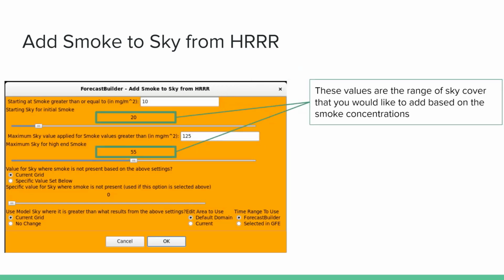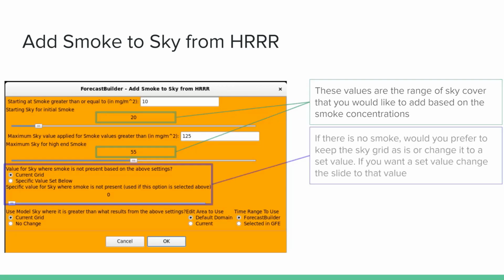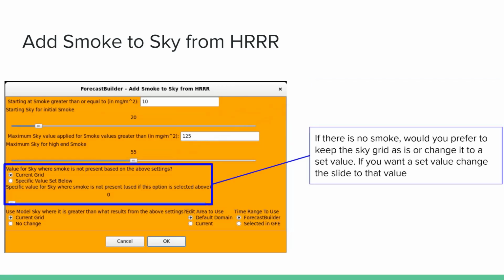Next, you can set what you would like the minimum and maximum sky cover values to be for the smoke that you'll be adding. Next, decide what to do with the sky grid if there is no smoke present. You can either choose to keep the current sky grid or set it to a fixed value of your choosing. Most of the time, you'd probably want to use the current sky cover grid.